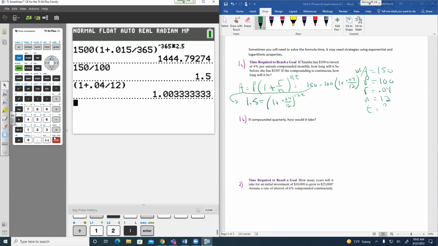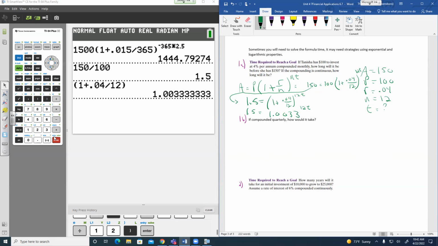So we have now 1.5 equals, and we might want to carry this out a few decimal places. Because my lab gets a little picky, so I'll go ahead and carry this out like 4 decimal places. So this is going to be 1.0033 raised to the 12t. So let's see if we can get away with that. Sometimes we're not allowed to do that. We're not allowed to round until the very end.